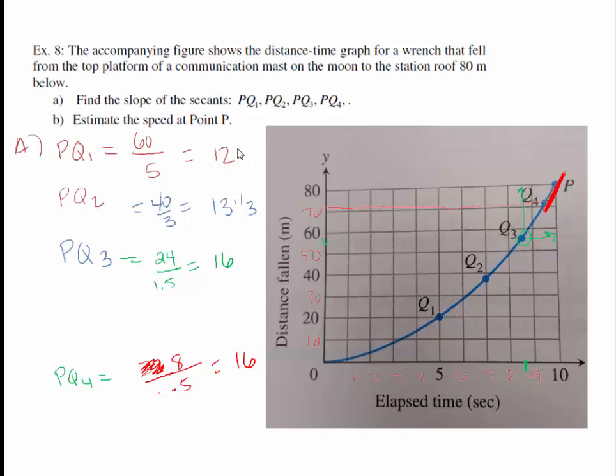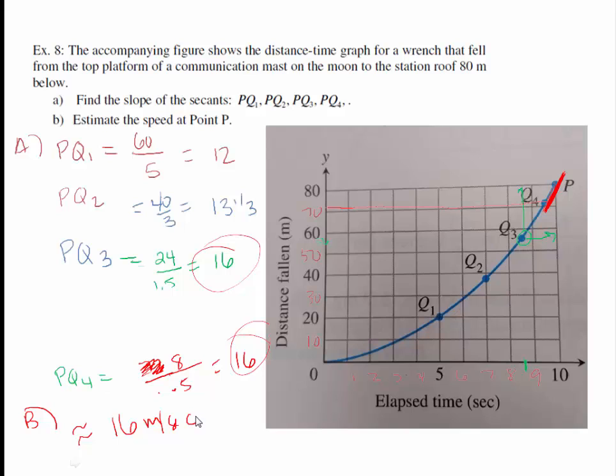So what's happening is it's a bigger jump, and then eventually the closer and closer they get to each other, the slopes are going to start leveling off. So eventually the slope would just limit out to about 16. So part B says now let's estimate the speed at the point P. Since the last two were about the same, we're going to say that we are approximating a speed of about 16 meters per second.